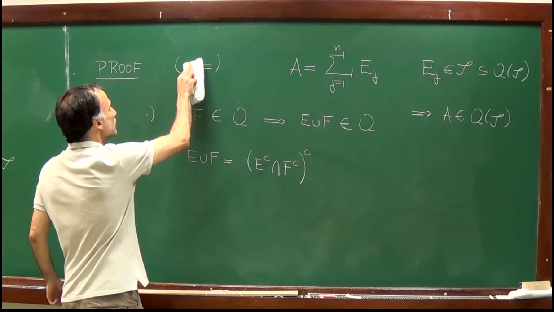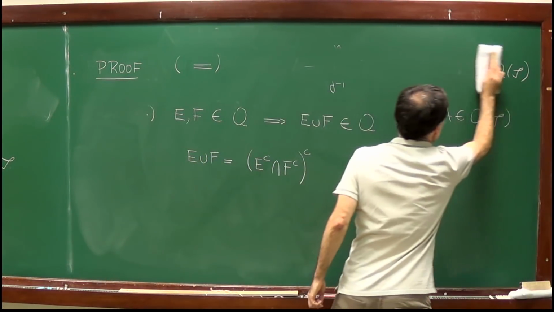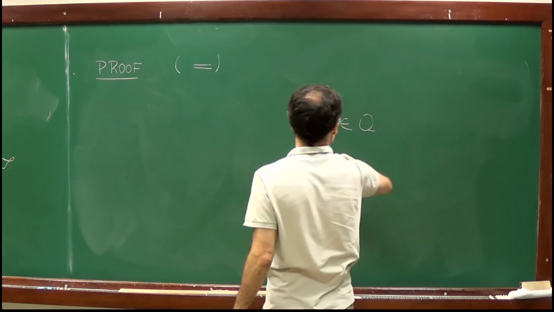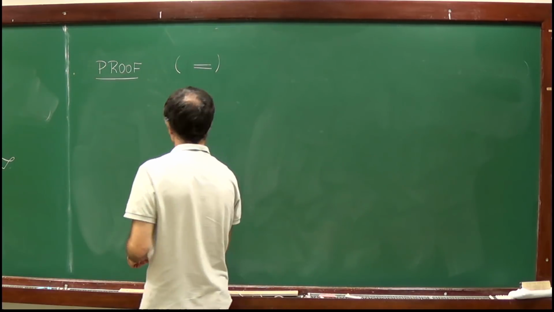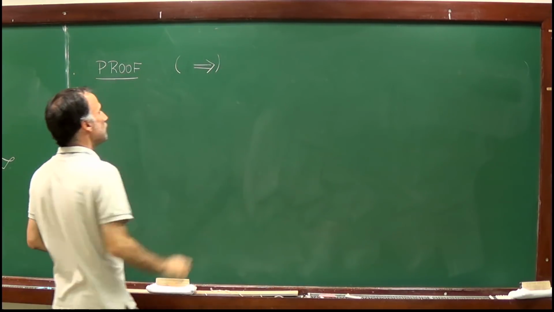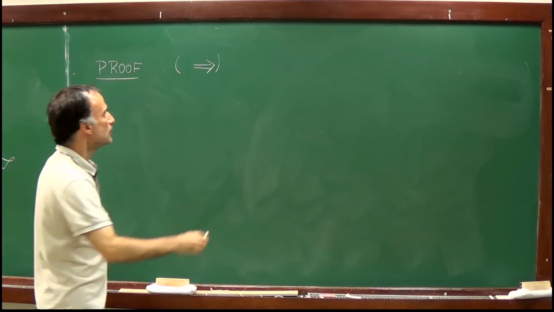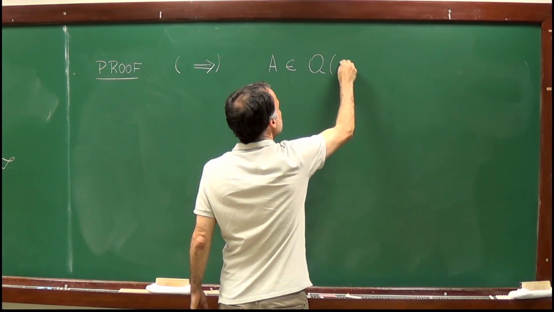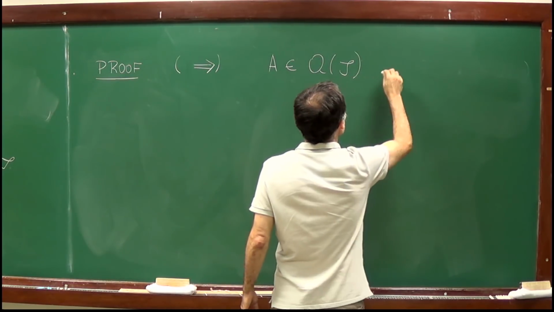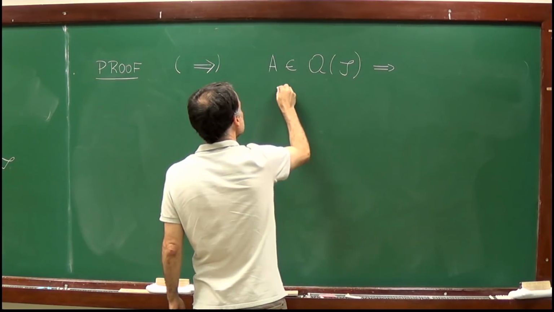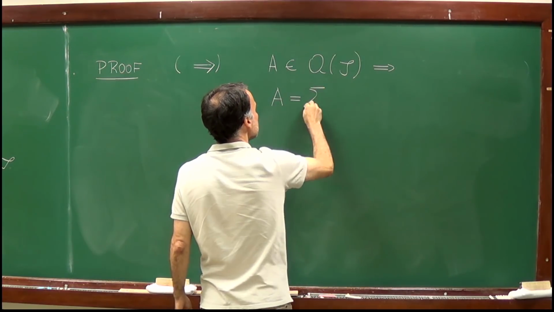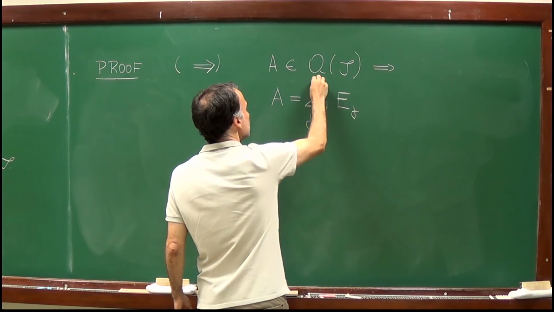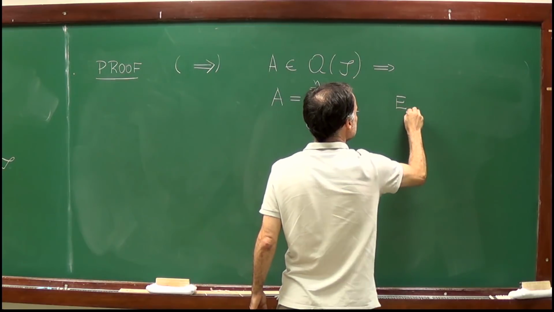So now let's prove the main assertion of this lemma. We want to show that any element A of the algebra generated by the semi-algebra can be written as a finite disjoint union of elements of the semi-algebra.